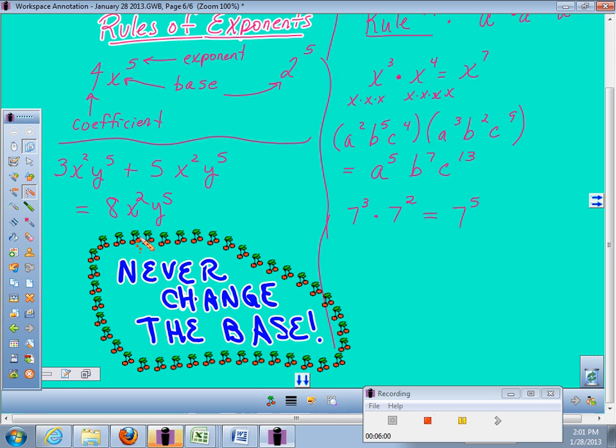Never change the base. Never, never, never. And when we're tempted, if it's a variable base, nobody ever changes it. They get a number down here in the base, and they think they can change it.